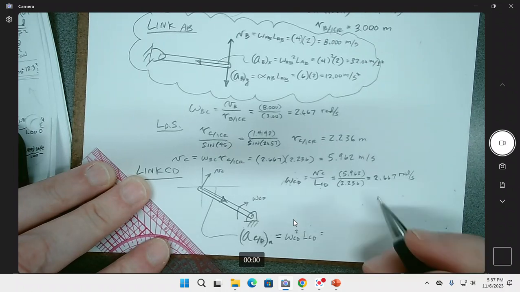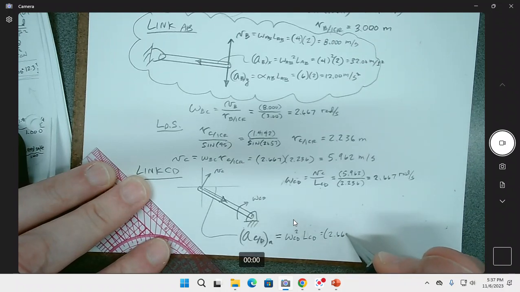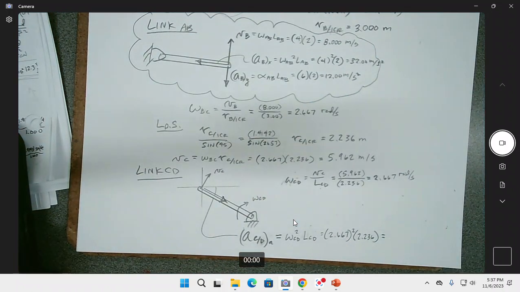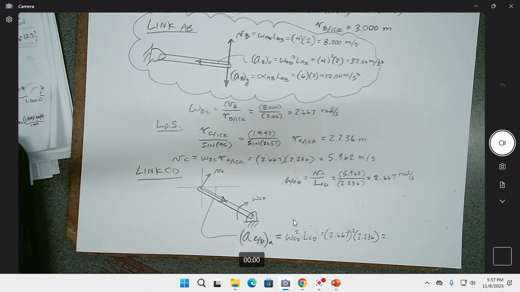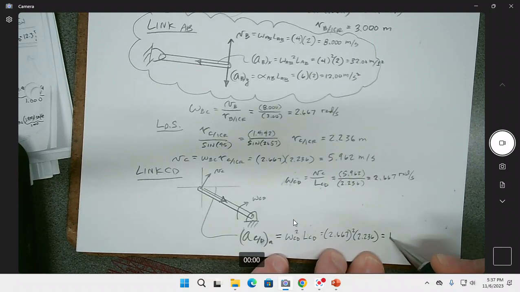LCD. So 2.667 squared times 2.236. And so 2.666 squared times 2.236. Ooh, man, I am hungry. 15.90 meters per second squared. That's what it is.